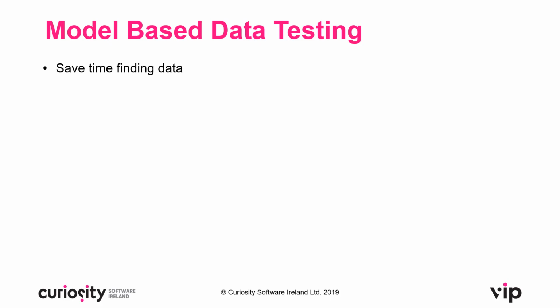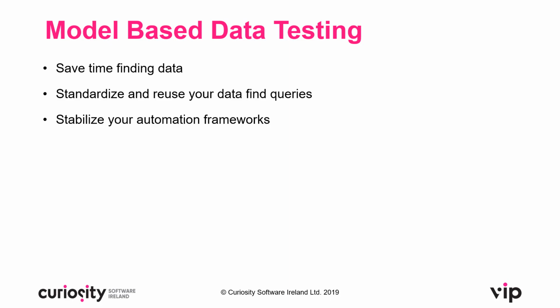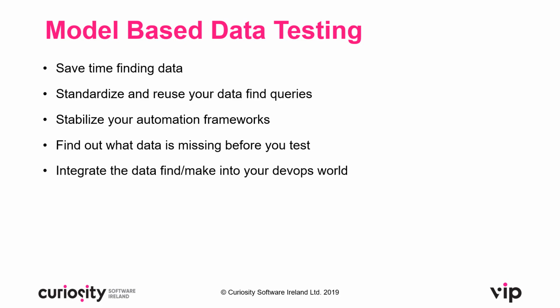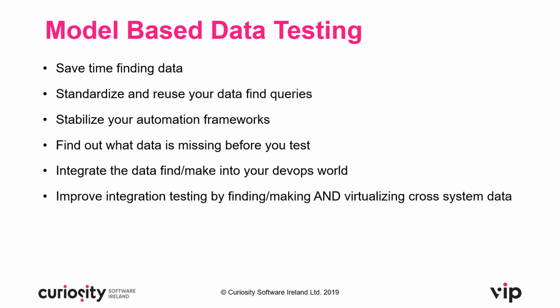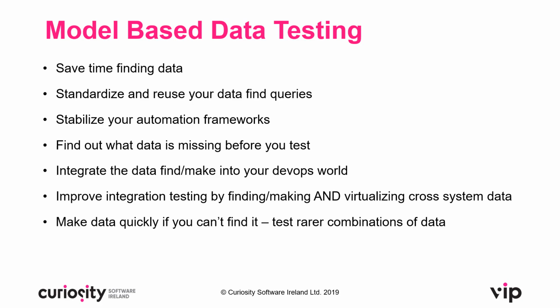So you can save time finding data, standardize and reuse your data find queries. You can stabilize your automation frameworks, find out what data is missing before you test, integrate the data find make into your DevOps world, improve integration testing by finding, making and creating virtualized assets for cross-system data. You can make data quickly if you can't find it. You can also test rarer combinations of data, and your testing is only as good as your test data.